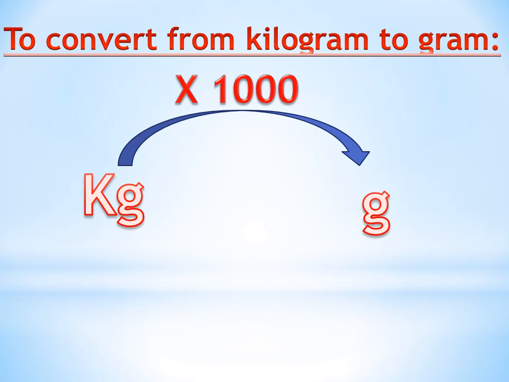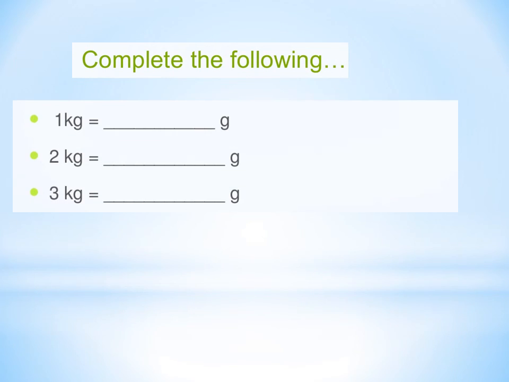So always when I want to convert from kilograms to grams, what shall I do? I will multiply by 1,000. Let's try these examples. 1 kilogram is equal to 1,000 grams. Yes. What about 2 kilograms? It is equal to 2,000 grams. What about 3 kilograms? Yes, it is 3,000 grams.